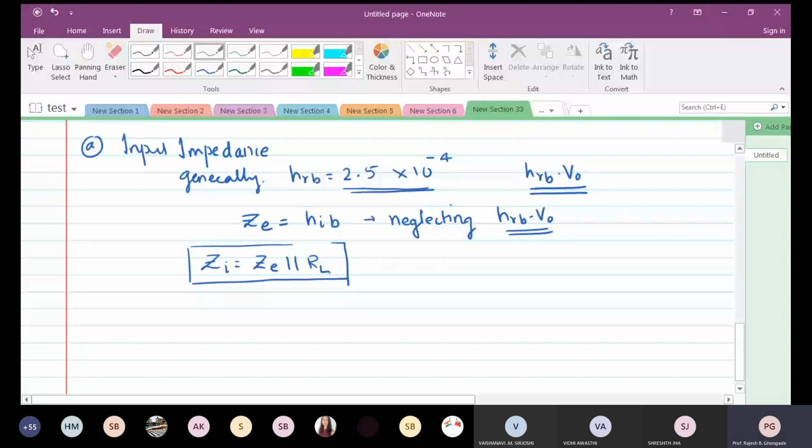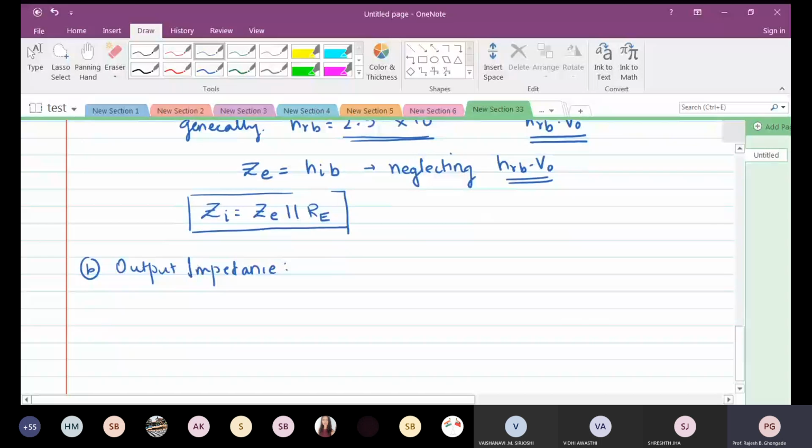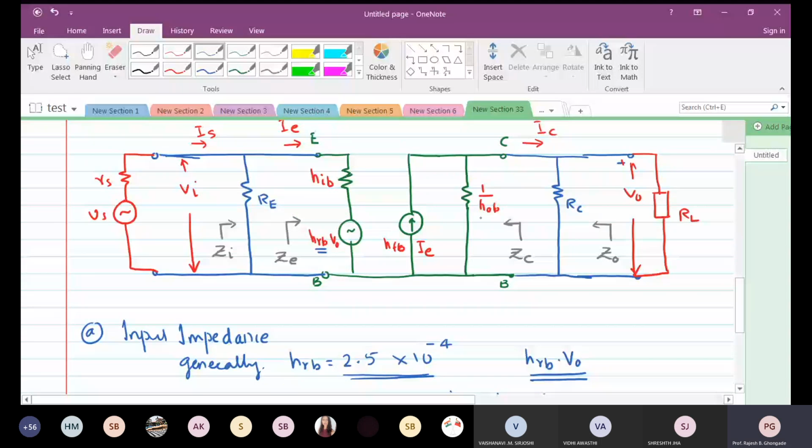All right. Next, the output impedance. That is RE. Yeah. All right. Okay. Next is output impedance. So looking from the output side, the device side, what is the very first thing that you see here? 1 by HOB.